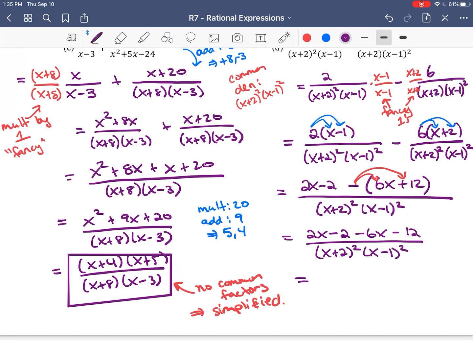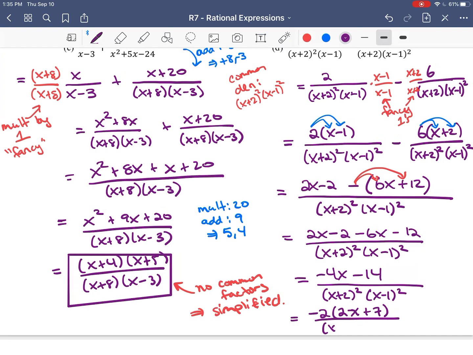So putting these like terms together, I have 2x minus 6x is minus 4x. And then minus 2 minus 12 is minus 14. And then finally, I could take out a negative 2 here so that I get 2 times 2x plus 7, and that's over x plus 2 squared times x minus 1 squared. So let's just put that in a box so we can see that would be our final answer.